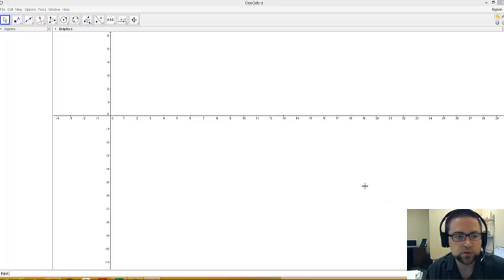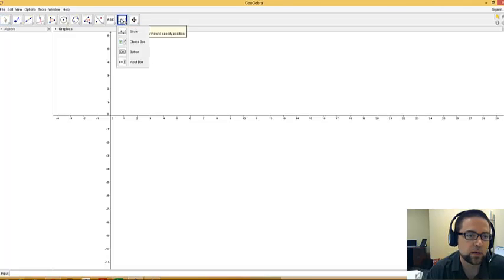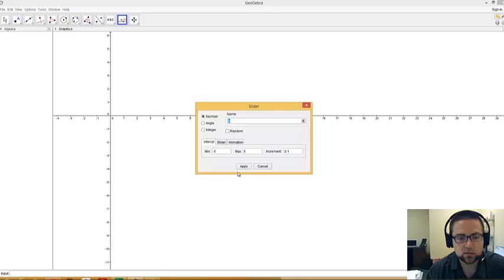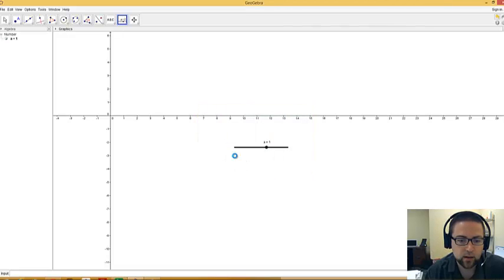Hello everybody, we're going to talk about shifting functions, and the first thing I want you to do is make a couple slider bars. We're going to use those to shift things in the X and the Y direction. So let's click on slider, click in the white space, and we'll shift A from -5 to 5 on an increment of 0.1. Apply, and you have that slider bar.